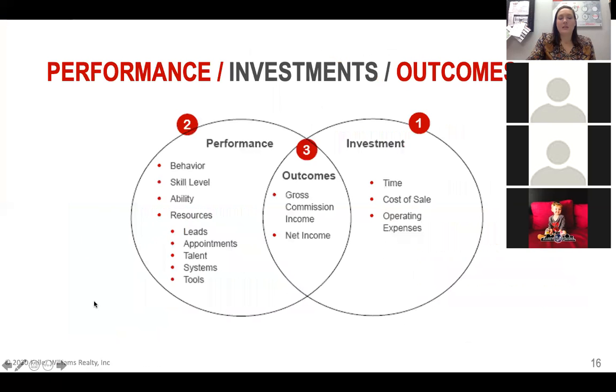And so this is kind of what they show here as a table of the investment that you're going to have. So of course, number one, you're going to have an investment of time. You're going to have your cost of sale, and you're going to have your operating expenses.